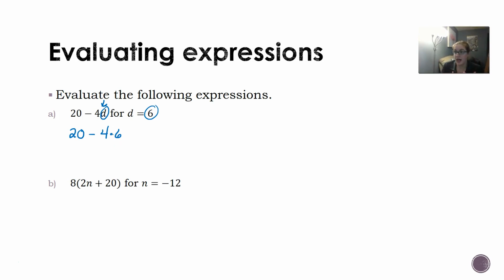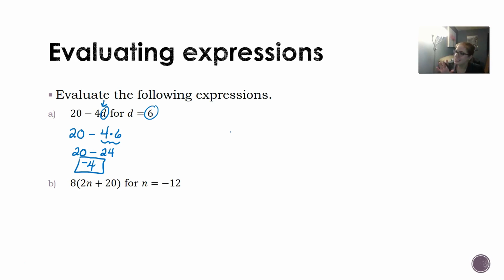Now that we've done that, we can go ahead and simplify by multiplying first, because remember in the order of operations, multiplication comes before subtraction. So we have to simplify this part first. 20 minus 24, since 6 times 4 is 24. And now we can subtract, which will give us a nice -4. And we've evaluated that expression for when d equals 6.